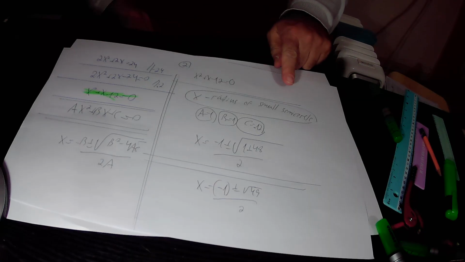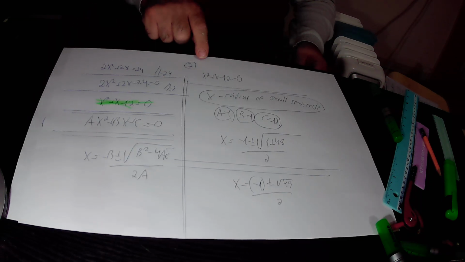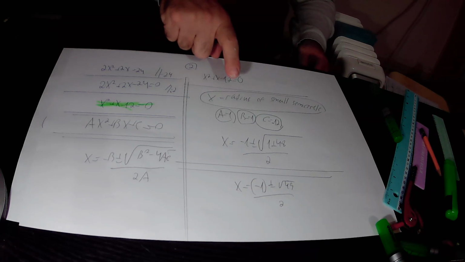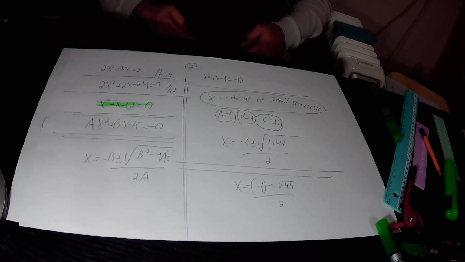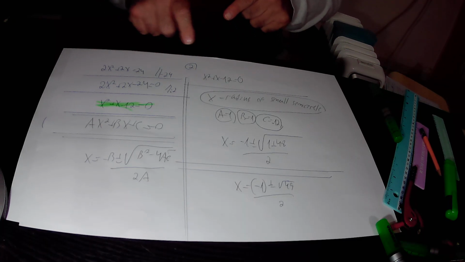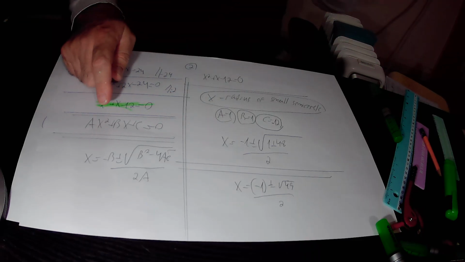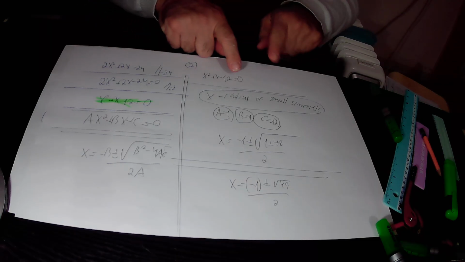X is the radius of this small semicircle. The coefficient a in our specific quadratic equation equals 1, the coefficient b also equals 1, and the coefficient c equals minus 12. The only thing left to do is to put the data of our specific quadratic equation inside this general formula for x. In this way we find the values of x, that is the values of the radius of the small semicircle.